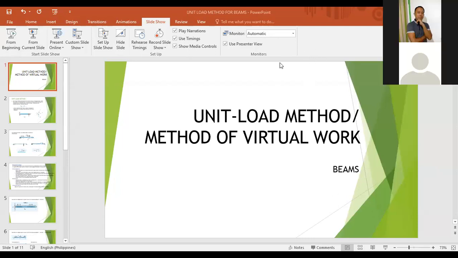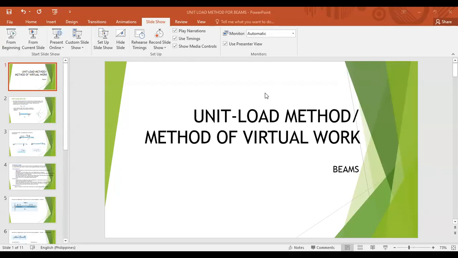Okay, good morning. So, our topic for today is all about the unit load method or the virtual work method. And in this meeting, we will focus on its application to determine the deflections for beams. Okay? So, we will start.